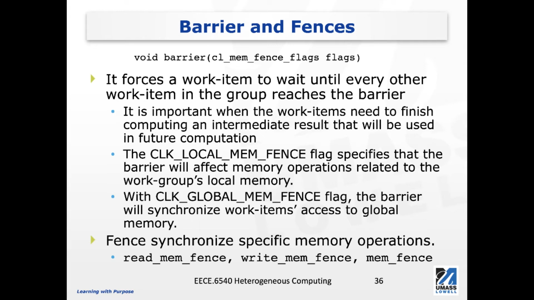When using CL local memory fence, we specify that the barrier will affect the memory operations related to the work group's local memory. On the other hand, if we use global memory fence flag, the barrier will synchronize work items' access to global memory.